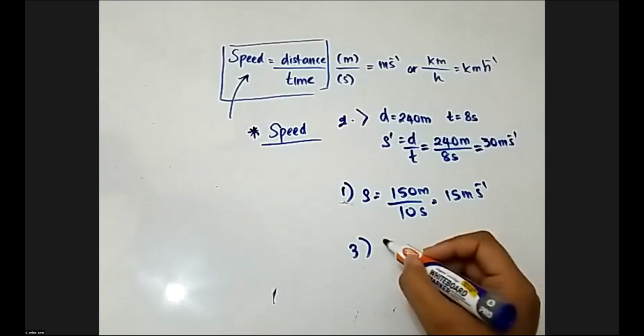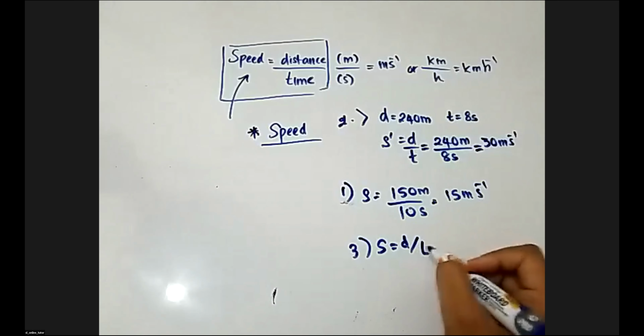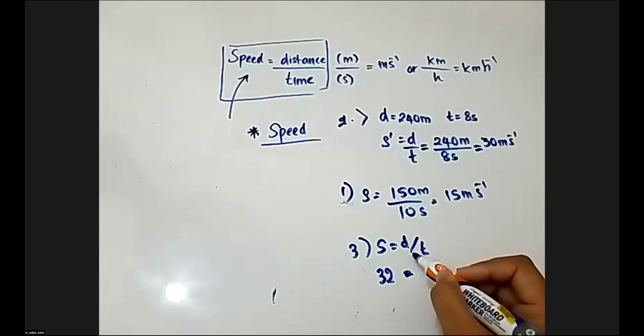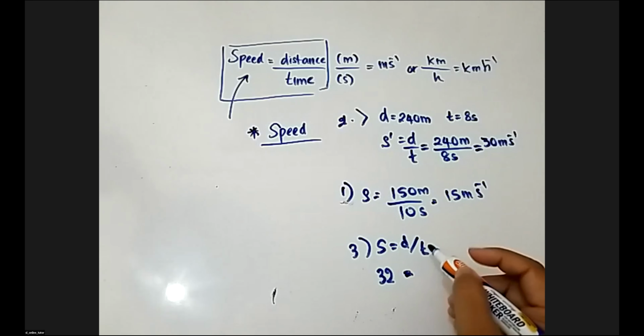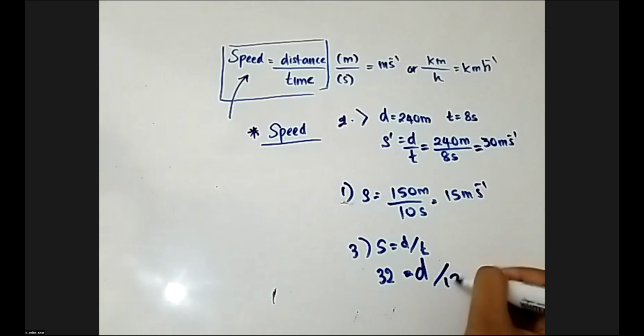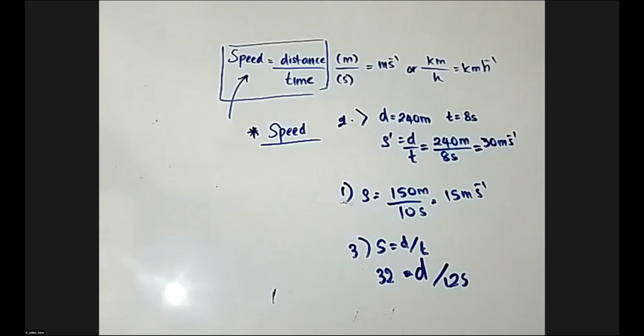Third question, speed is given. That is 32 meters per second. And the distance should be found. Time was given, 12 seconds. Now you should know the formula lesson. In the formula lesson, we are teaching you to make the subject. So the formula seminar also will be coming soon, the next free seminar. Now listen how to make the subject.